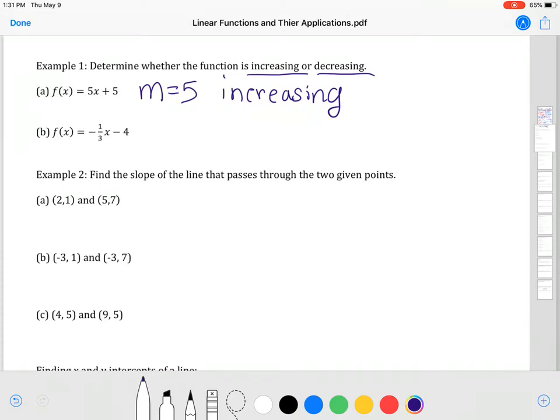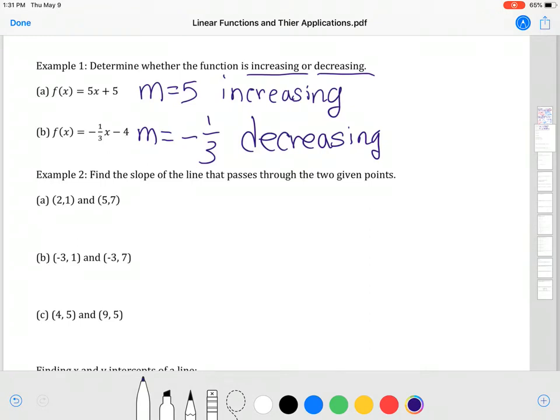So when I try to graph this line, it's going to go up left to right. In part B of this example, my slope is the number that's in front of my x, so that would be negative 1/3. Because my slope is negative, this would be decreasing. So that means if I go to graph that line, it's going to be going down left to right.